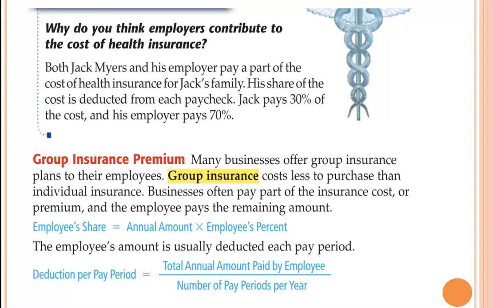Both Jack Myers and his employer pay a part of the cost of health insurance for Jack's family. His share of the cost is deducted from each paycheck. Jack pays 30% of the cost and his employer pays 70% of the cost. Many businesses offer group insurance plans for their employees. Group insurance costs less to purchase than individual insurance. Businesses often pay part of the insurance cost, or premium, and the employee pays the remaining amount.